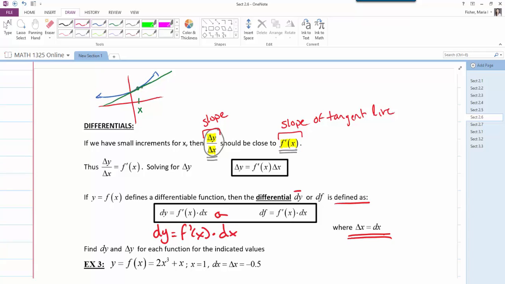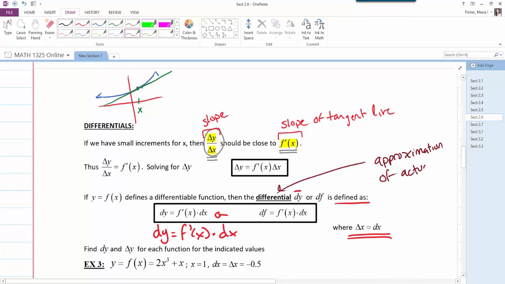So dy, or the differential, is an approximation of the actual change in y, which is your delta y. So delta y is the actual change in y, dy is the approximate change in y. And the thing is that the approximate change in y should be really close to the actual change if the movement away from x is not very large.